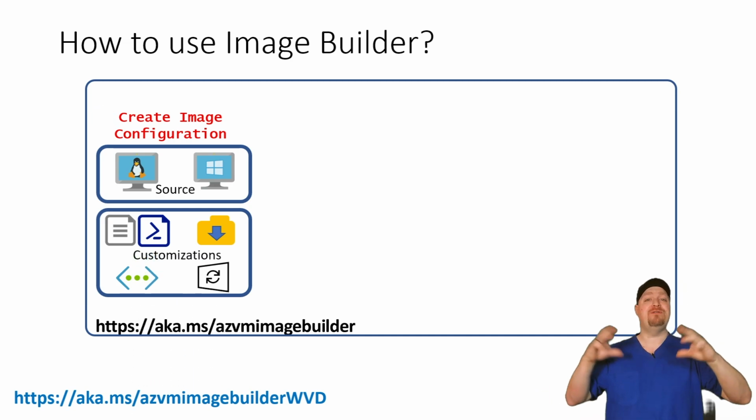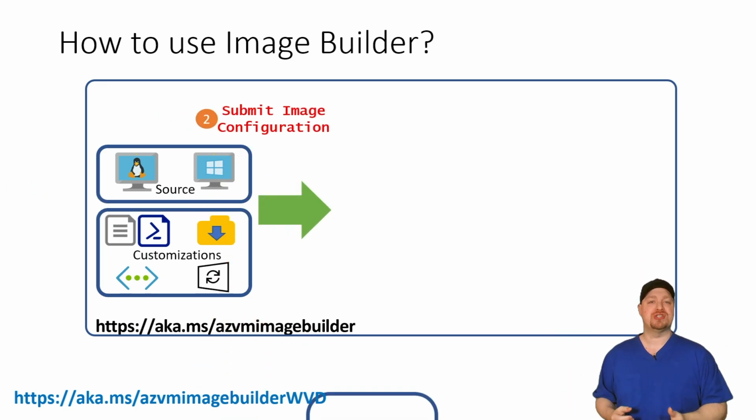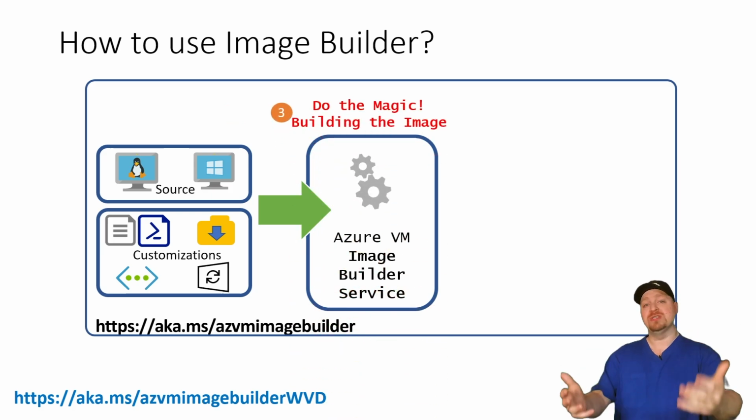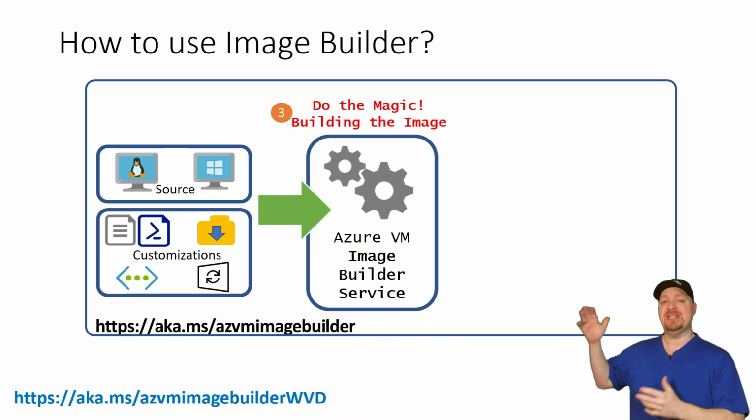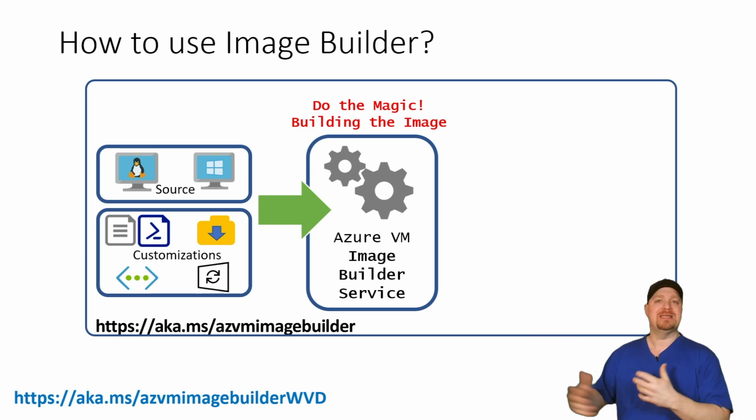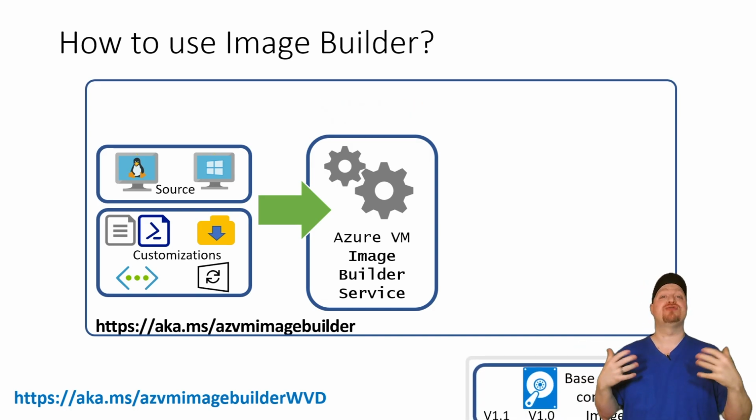Once you've got your configuration defined in the template, that will be submitted to the Image Builder service, where it's going to spin up a pipeline in the background. And what you'll see in the Azure portal is a staging resource group and resources created to do the build and capture process. Which leads us to the last part, and that is the distribution.